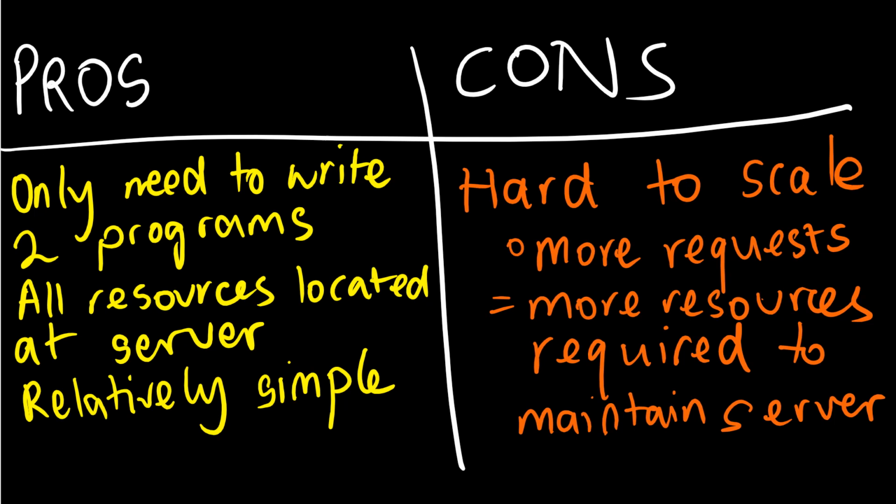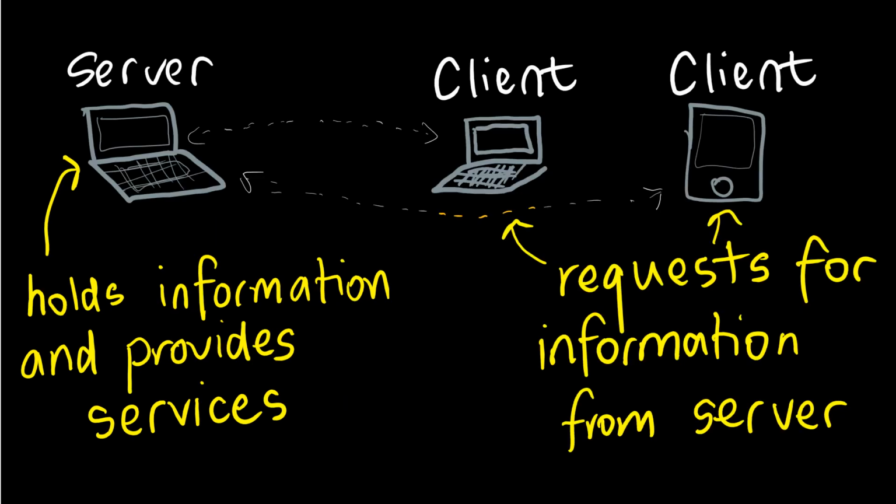The main con of client-server architecture is that as a system acquires more users, it is going to put more of a strain on the server as it is responding to more requests. This means as the system scales, it is going to need more resources to maintain the server. In summary, remember that a client requests information from the server, and the server will send back a message to the client, either containing the requested data or providing a reason with why it could not send the data.